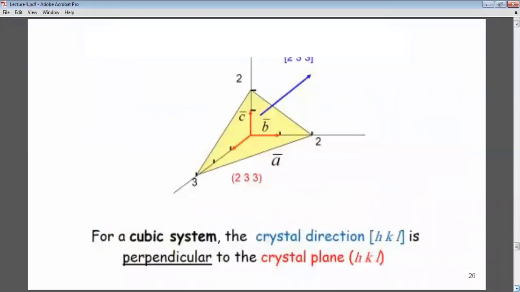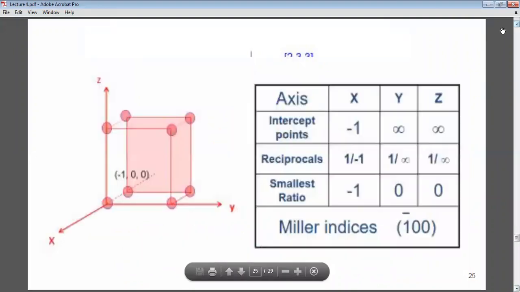Okay, one last example. This plane over here hits the x-axis at -1. It doesn't hit the y-axis, so infinity. It doesn't hit the z-axis, so infinity. Then I take the reciprocal, so it is -1, 0, 0. But I don't put -1, I put 1 bar, 0, 0.